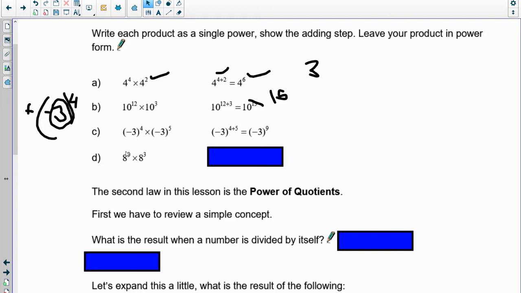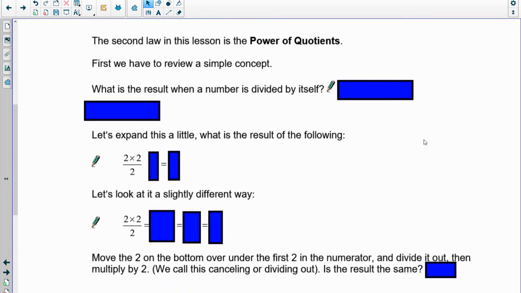And of course 8 to the 0 times 8 to the 3 is 8 to the 0 plus 3, which is 8 to the 3. Okay, so that's the first law. The second law is called the power of quotients. Well, if the power of products is multiplying, and the result of multiplying is called a product, then the result of dividing is called a quotient. We know we're going to be dividing here.